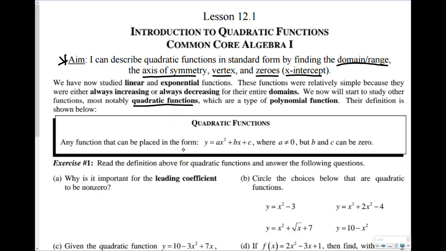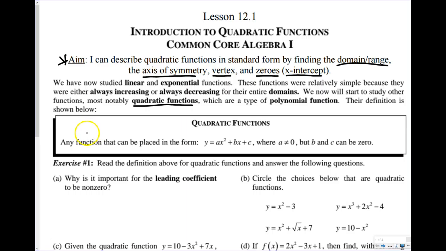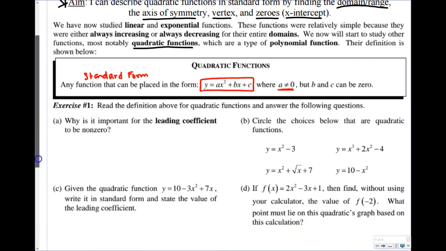So here's the definition of a quadratic function, and this is also called standard form. Any function that can be placed in the form y equals ax squared plus bx plus c. This is standard form. You always have to have an x squared, you always have to have an x term, and then you can have a constant at the end. You also have coefficients in front of your x squared and your x, a and b. Most importantly, a cannot equal 0, and I'm going to show you why in exercise A. So exercise 1 is going to walk us through some properties of standard form.